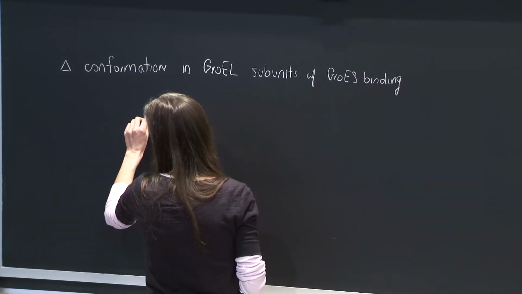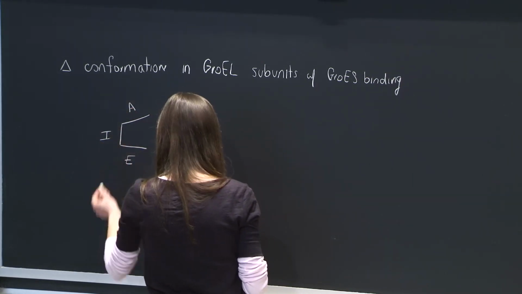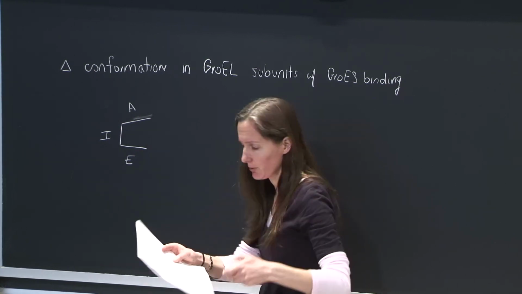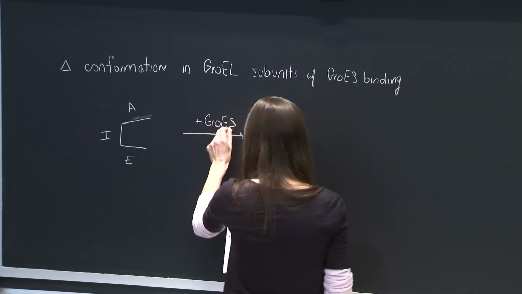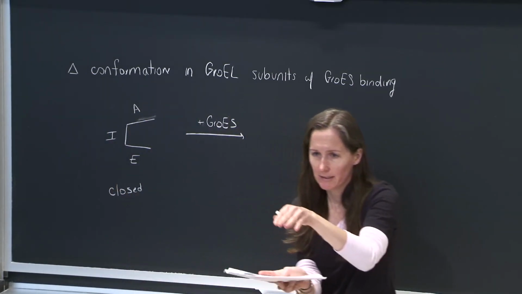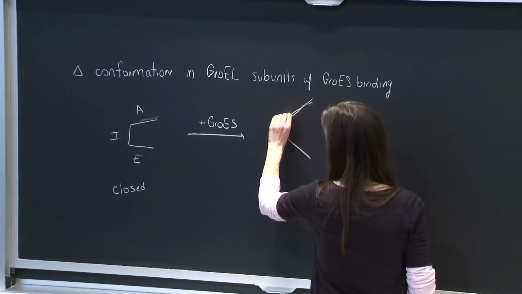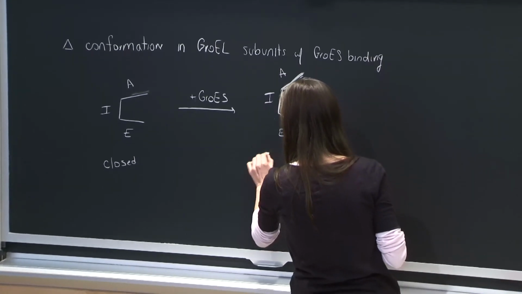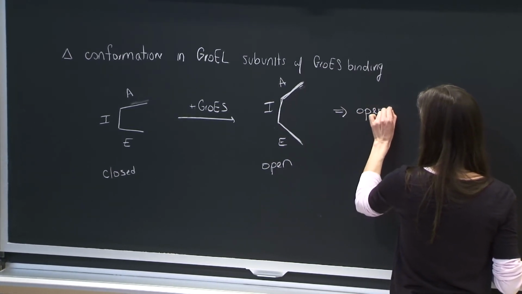Okay, and so I'll just draw this, and then we'll look at the structure. Okay, so imagine that this is one GroEL subunit of the 7-mer ring. Okay, when GroES binds to that ring, what happens is that the GroEL subunits change from a closed conformation, which I'm kind of showing as closed, to something that's open. Okay, so effectively, it's like opening of a hinge.